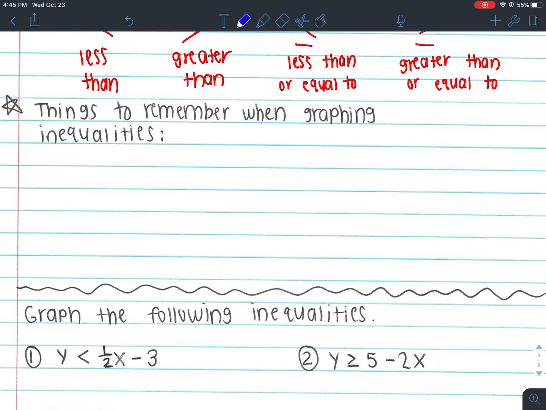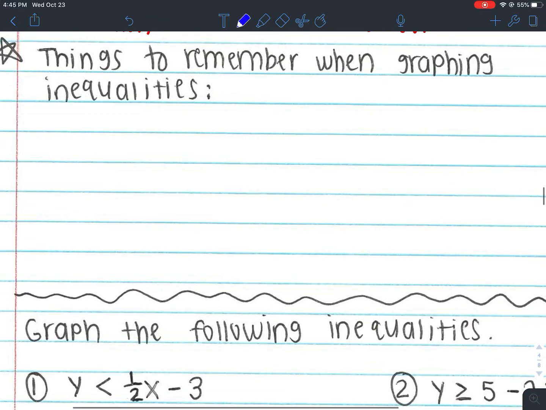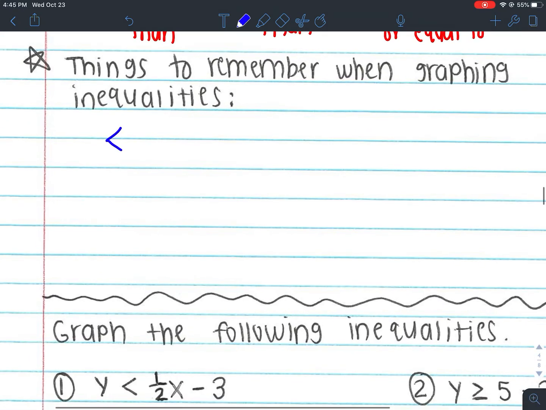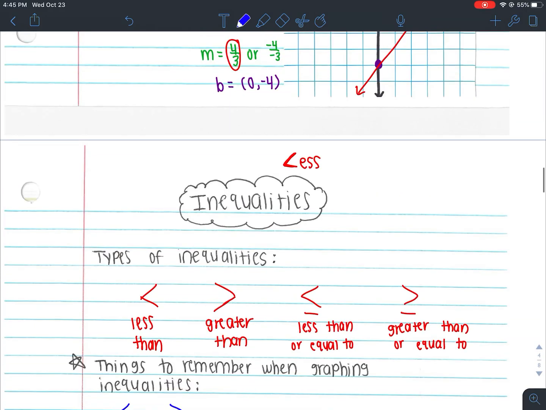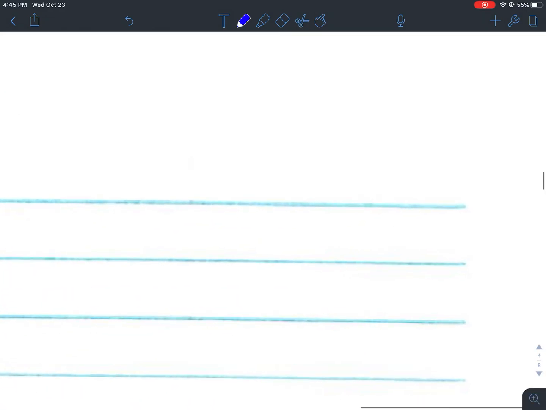Now, here are some things that you need to remember when you're graphing inequalities. When we were graphing lines, all we had to do was just plot some points and then draw a line through it. However, we can't be too impulsive and do that with every single inequality. There are certain things that you have to remember to do before you graph inequality lines. The first thing is that if you have a less than or a greater than sign, the line is going to look a little bit different. And I'll show you what I mean.